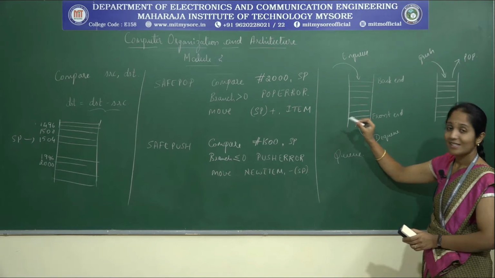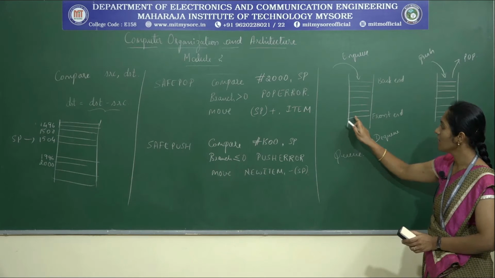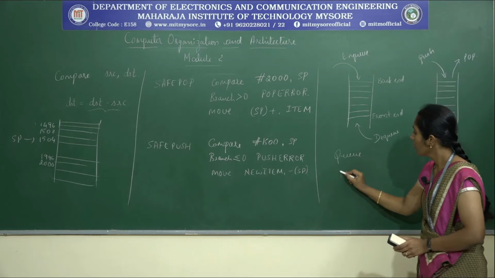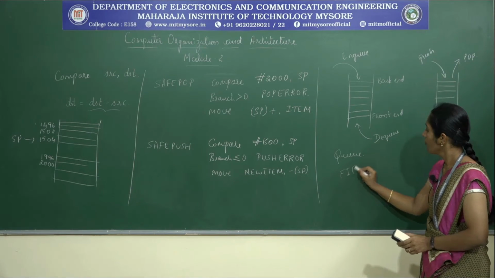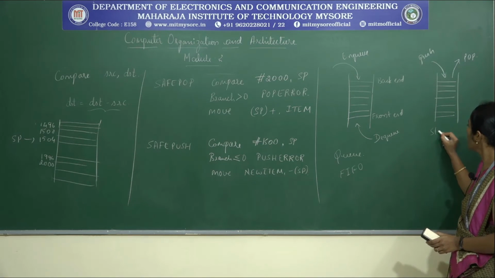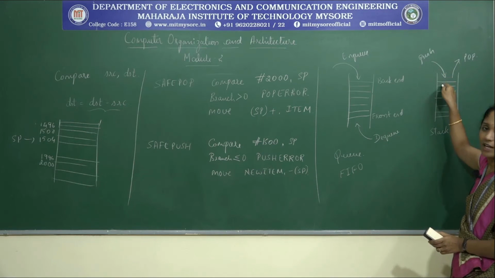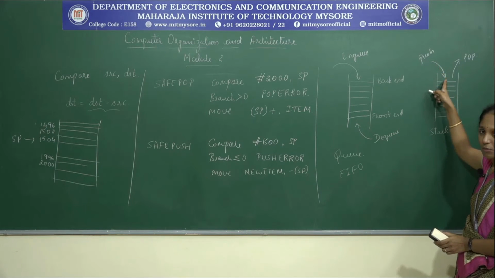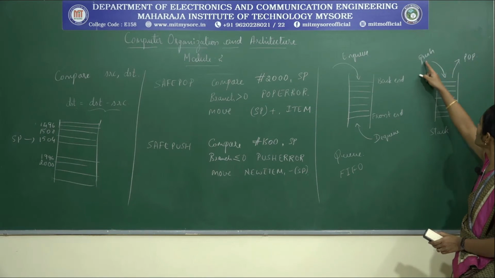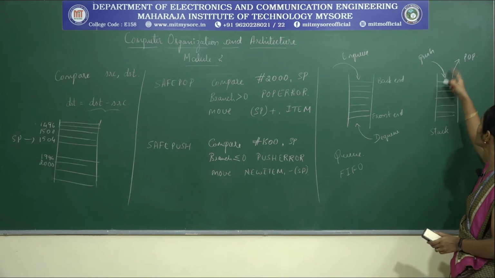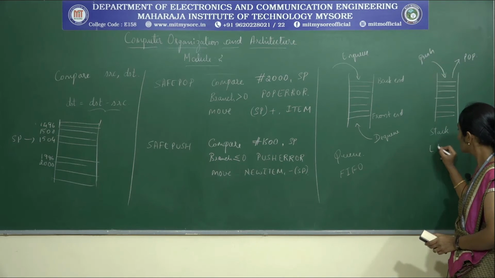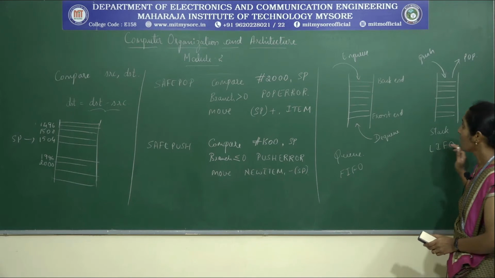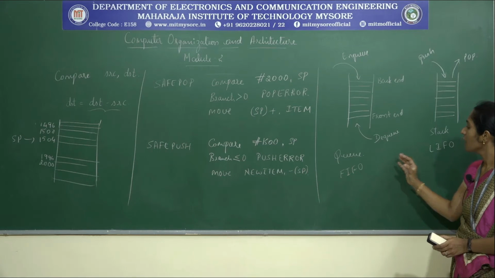So the first element we place on the queue will be this one, and the first element which will be removed is also this one. Therefore, we call this FIFO. Whereas in the stack, if you observe the movement of data elements, it is pushed from here and popped from here. Therefore, the last element which is pushed will be the first element to be popped, which is referred to as last in first out. So this is the difference between the stack and the queue.